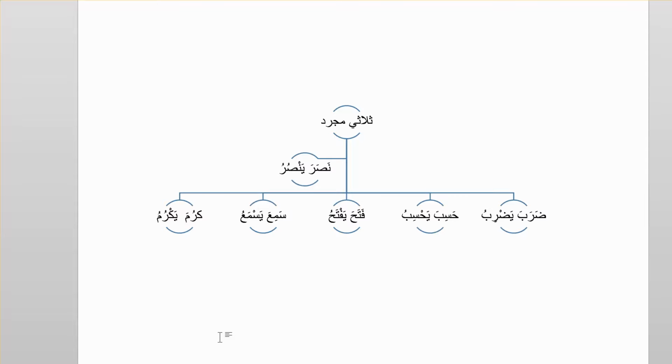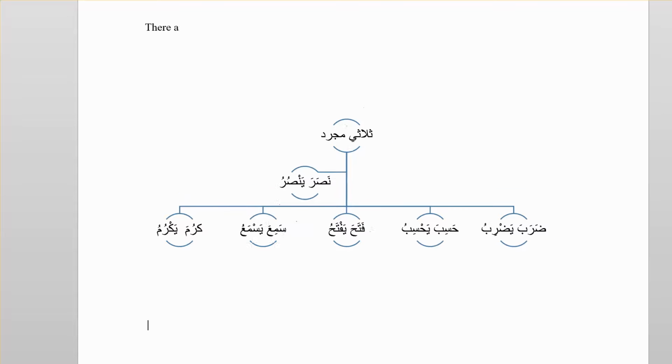is that there are 6 types of verbs in Thulathi Mujarrad, which is what we're going to study now. That's the first thing. Understand that there are 6 types of verbs in Thulathi Mujarrad.